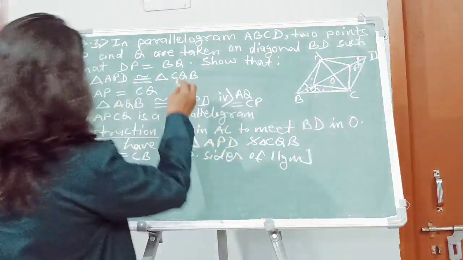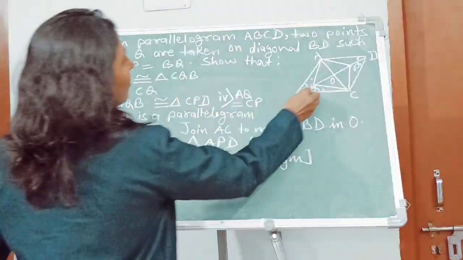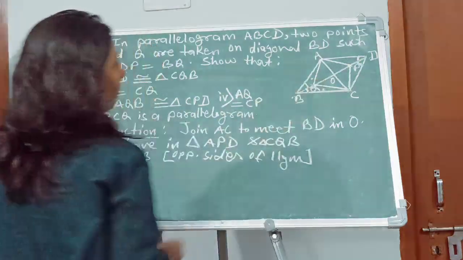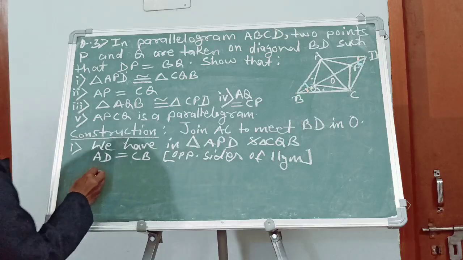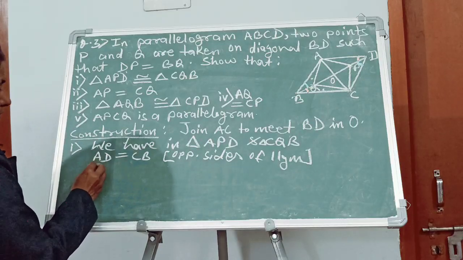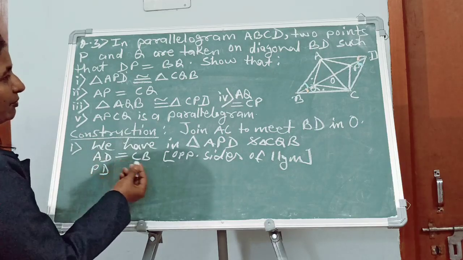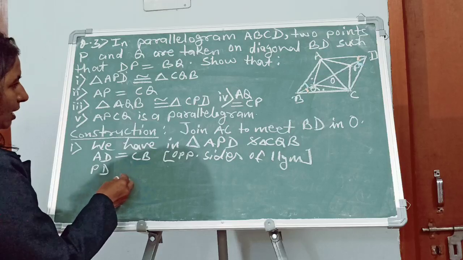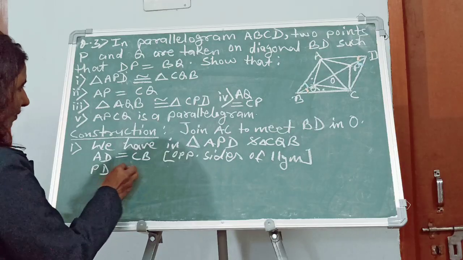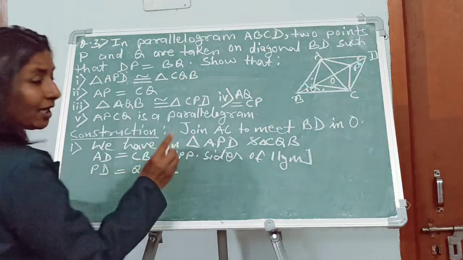Okay. Second thing, it is already given that DP is equal to BQ. We can write it. So we can write PD or DP, whatever you want to write, is equal to QB. From where? Given.